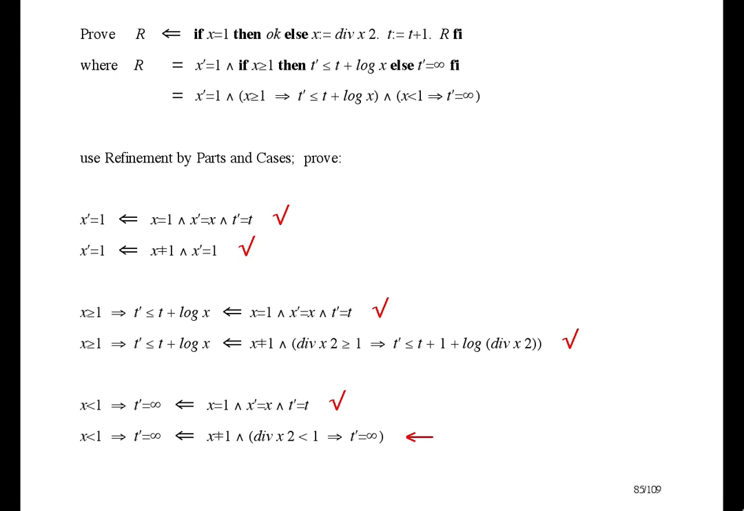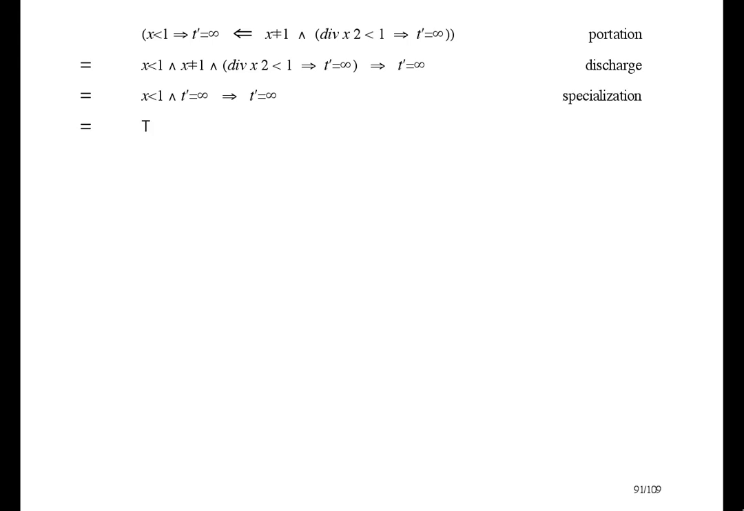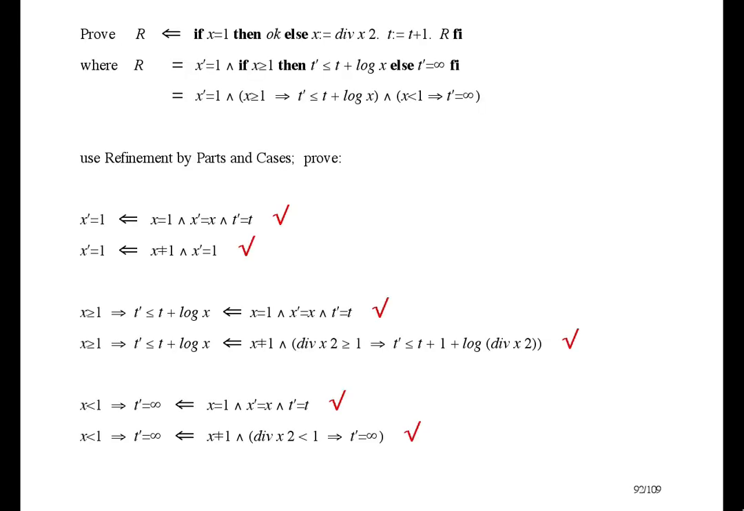One more to go on a clean page. Looks right for portation. Now, if x is less than 1, we don't need to say that x is unequal to 1. Also, if x is less than 1, then half x is also less than 1. So we can discharge this antecedent. Now we have t prime equal infinity implying itself. So by specialization, we're done. And that's the end of that story.